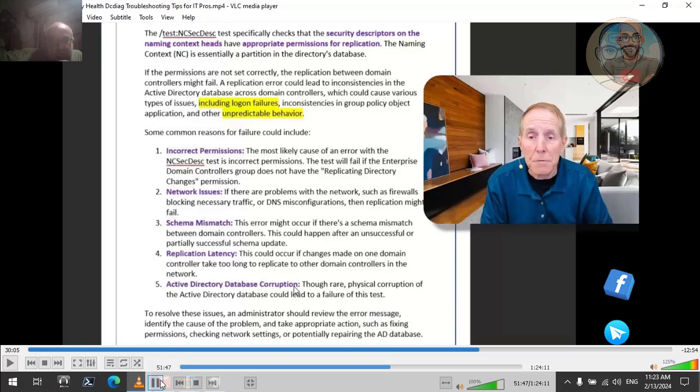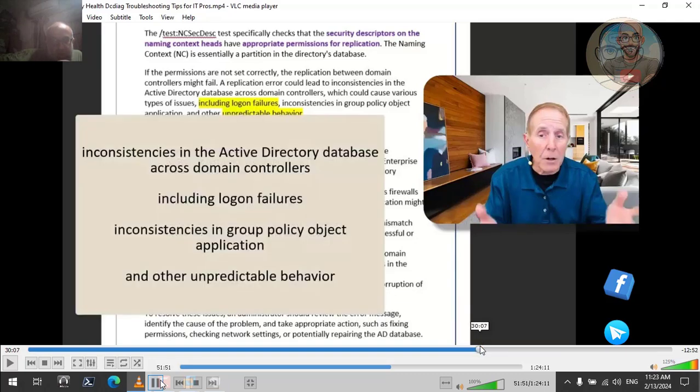So we can see the common reasons for failure of the test, and we have gone through it. Inconsistency between domain controller databases. If this test fails, it will lead to inconsistent Active Directory databases between all domain controllers, login failures, some group policies not being applied, and other unpredictable behavior.